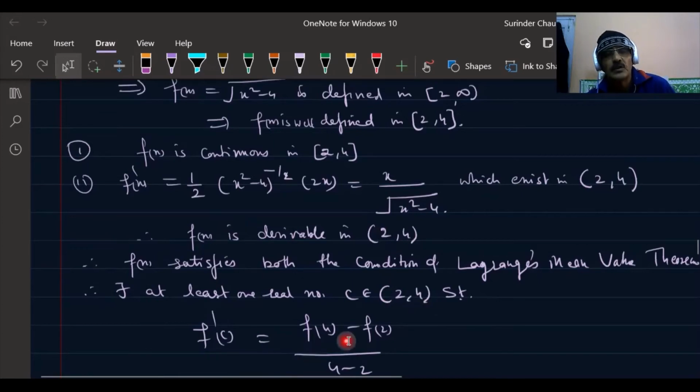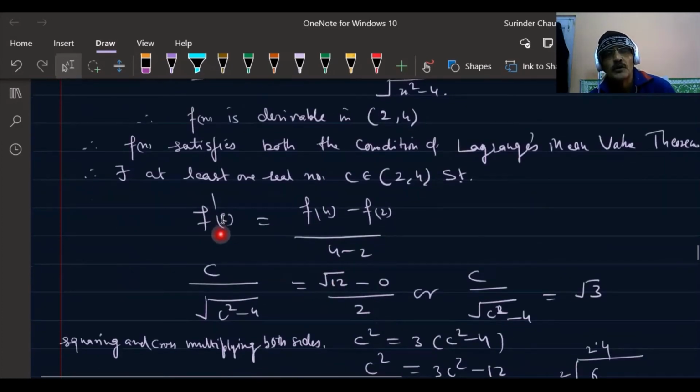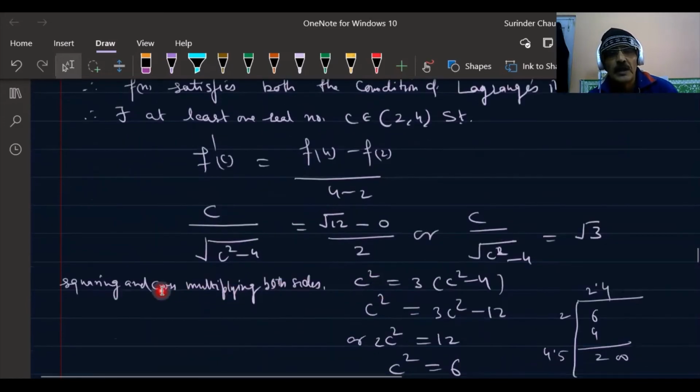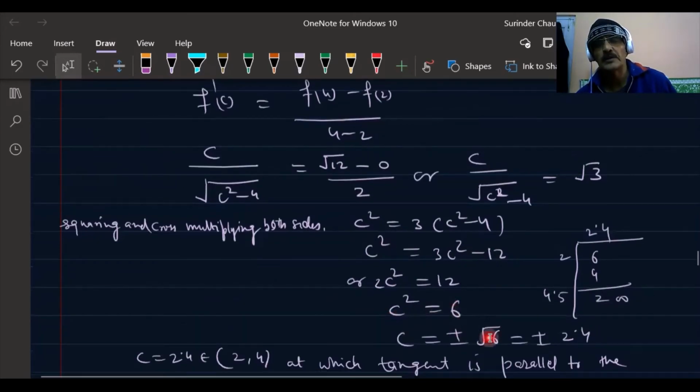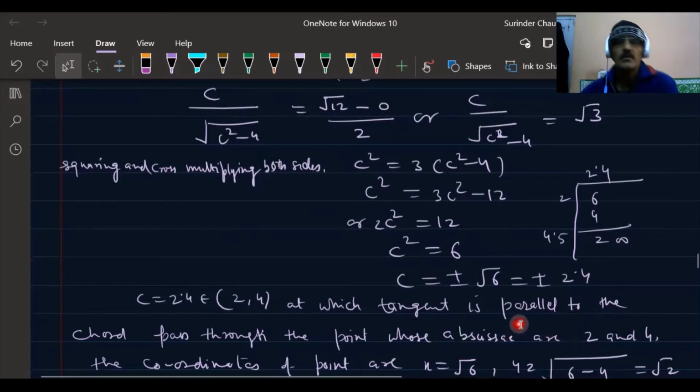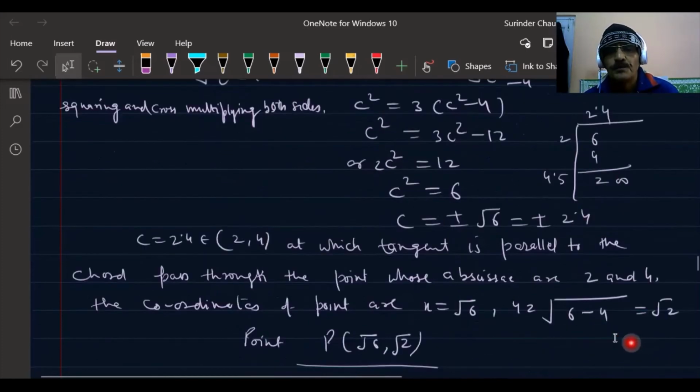2 to 4 such that f'(c) is equal to f(4) minus f(2) over 4 minus 2. Substitute the function f'(c), f(4), f(2), and simplify. After simplification, we got a quadratic in c, and from that we will get c is plus or minus 2.4. Plus 2.4 lies in the interval. At which point the tangent is parallel to the chord joining the endpoints, the point whose abscissas are 2 and 4. And the point will be x equal to 4, y is equal to 4, and this will be the point at which the tangent will be parallel to the chord joining the points 2, f(2) and 4, f(4).